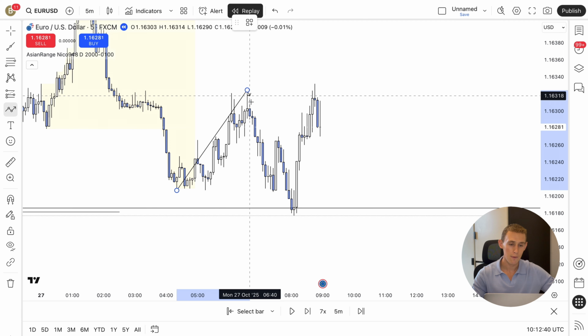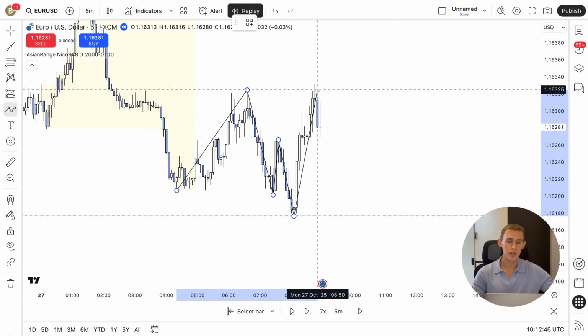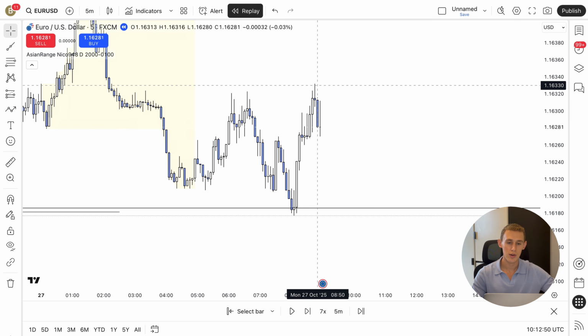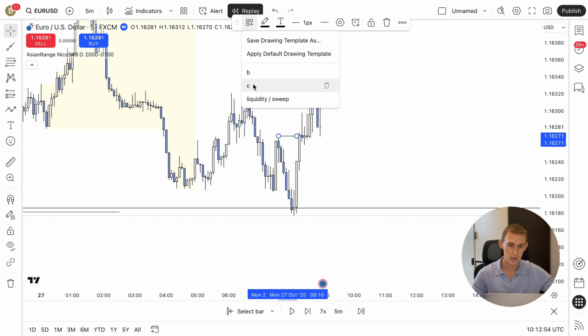So here we can see, if we just map on the structure, price created lower lows and lower highs. But once it swept that liquidity and tapped into our POI, we have this impulsive bullish momentum coming up and price created a higher high. So in particular, this was our change of character right here.